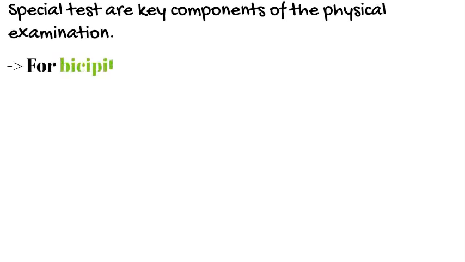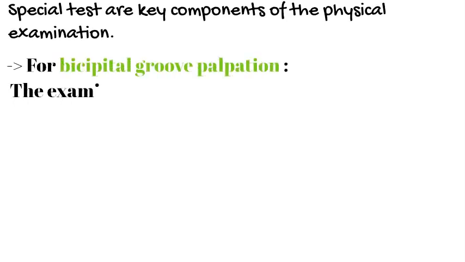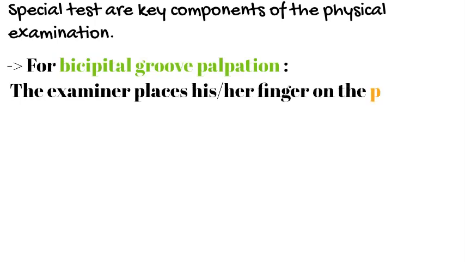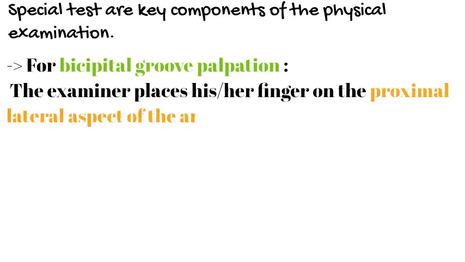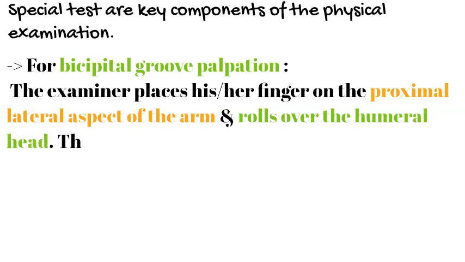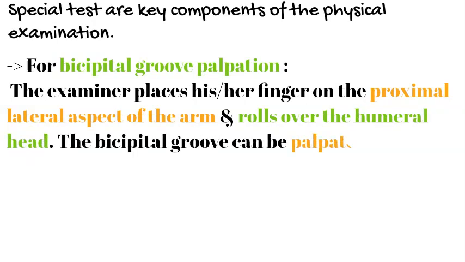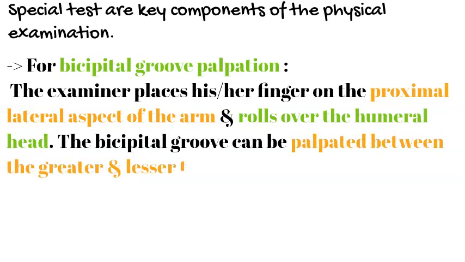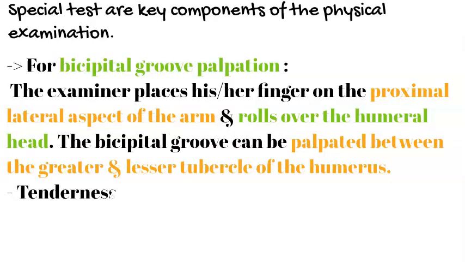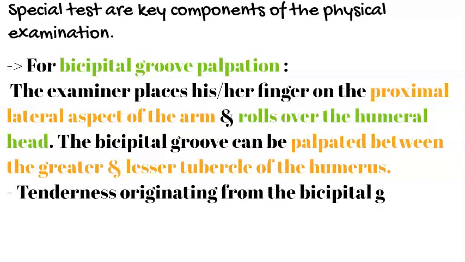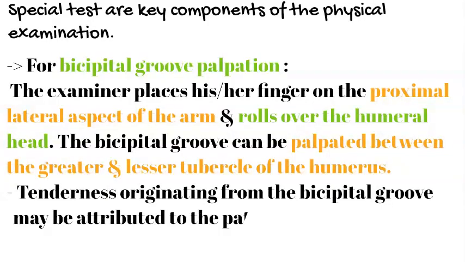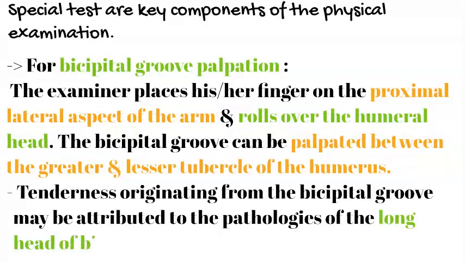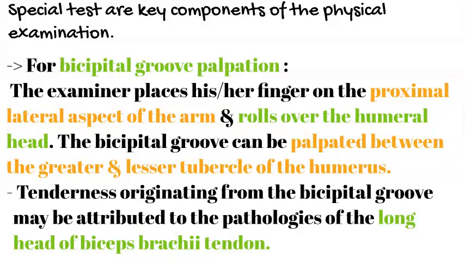For bicipital groove palpation, the examiner places his or her finger on the proximal lateral aspect of the arm and rolls over the humeral head. The bicipital groove can be palpated between the greater and lesser tubercle of the humerus. Tenderness originating from the bicipital groove may be attributed to pathologies of the long head of biceps brachii tendon.